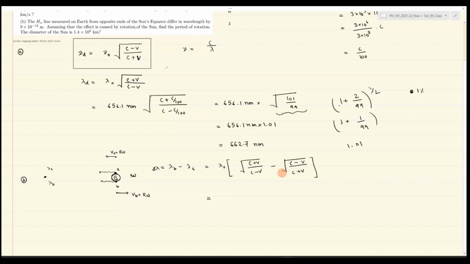Now we have to simplify this. Let us first simplify this one, C plus V by C minus V. It will be 1 plus V by C into 1 minus V by C to the power minus 1. Everyone agrees still here? 1 minus V by C to the power minus 1 we can write as an infinite series, right? Infinite GP series, 1 plus V by C whole squared, dot dot dot up to infinity.